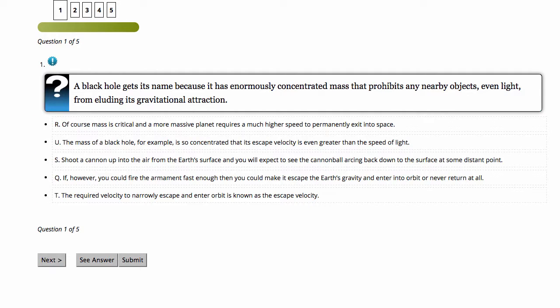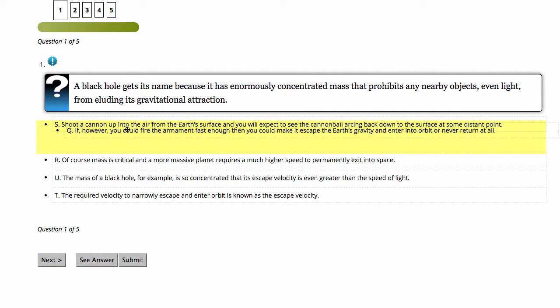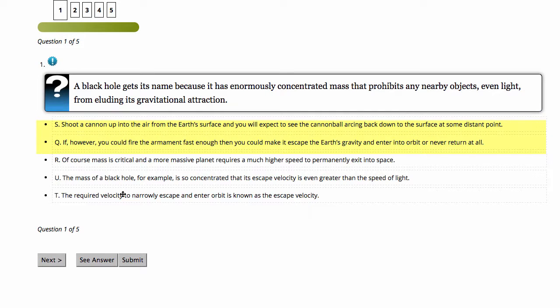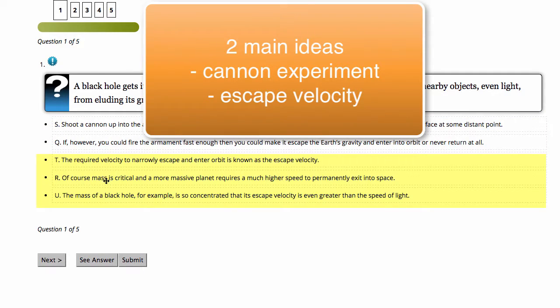That said, if we now look at these sentences, we essentially have two concepts at work here. One is talking about shooting a cannon and seeing the cannonball come back down to Earth, and that cannonball is what the armament in Q seems to be referring to. If, however, you could shoot that armament or cannonball fast enough, then you can make it escape Earth's gravity and exit out into space, essentially. So those look like they belong as a paired sentence, S then Q. And then the other three sentences don't really talk about the cannonball, but they talk about that idea of exiting and exit velocity. So those are clearly a group that probably comes after the SQ.